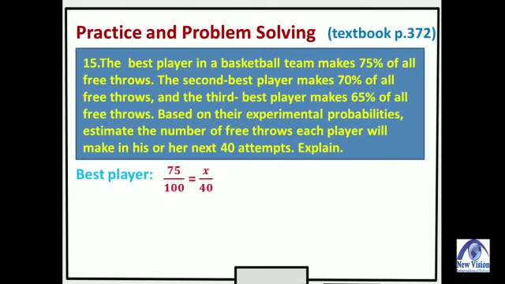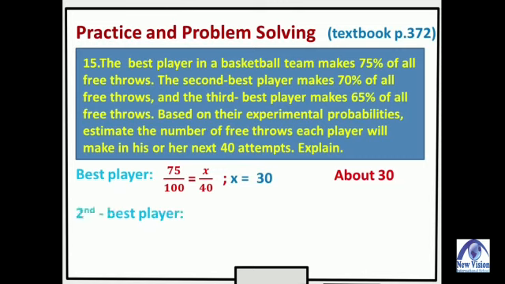For the best player, using proportional reasoning, he makes 75% of all free throws out of 100, and this is equal to x over 40, where x represents the number of free throws out of 40 attempts. So x equals 30, so it's about 30.